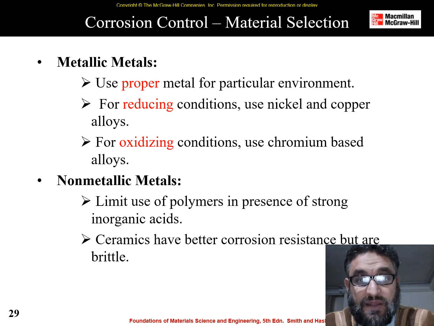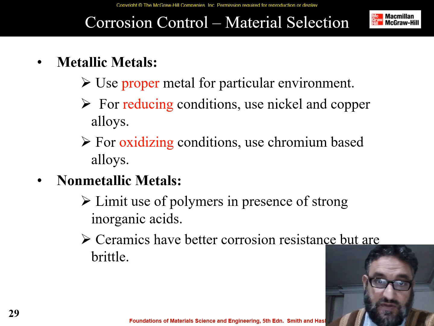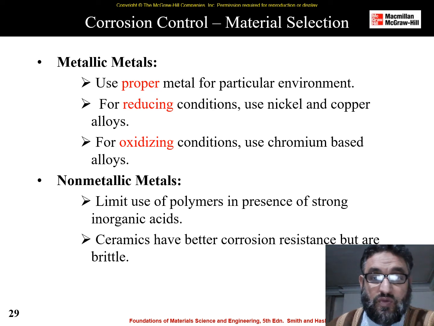Corrosion control by material selection. So either we can select metals or non-metal materials, depending on our application. For example, we can use copper metal for a particular environment. For reduction conditions, we use nickel and copper alloys. If the condition is oxidizing, we use chromium based alloys.